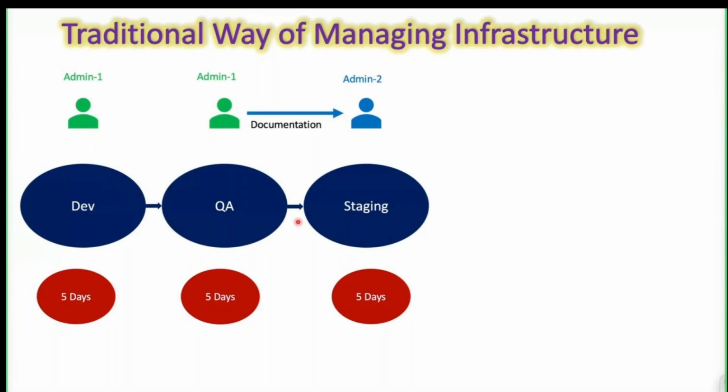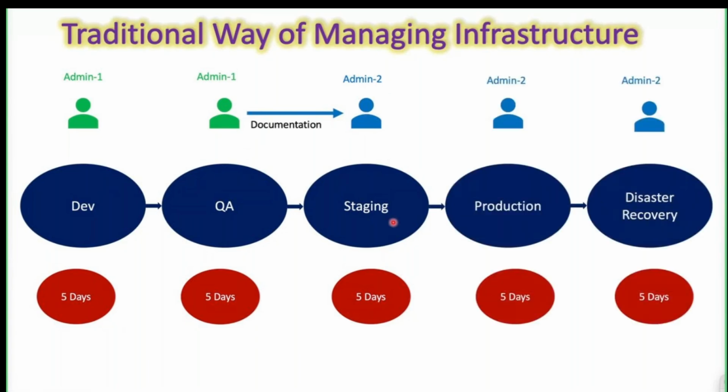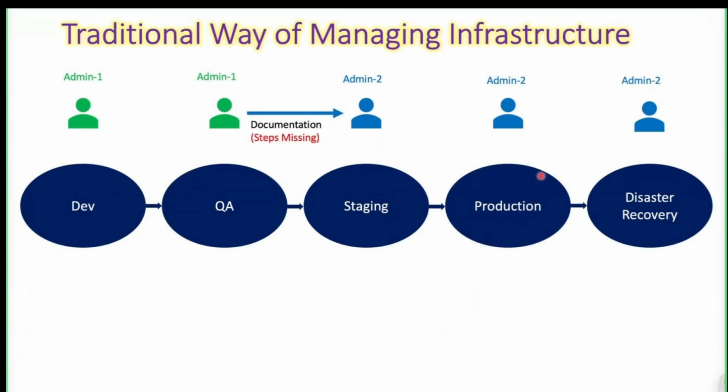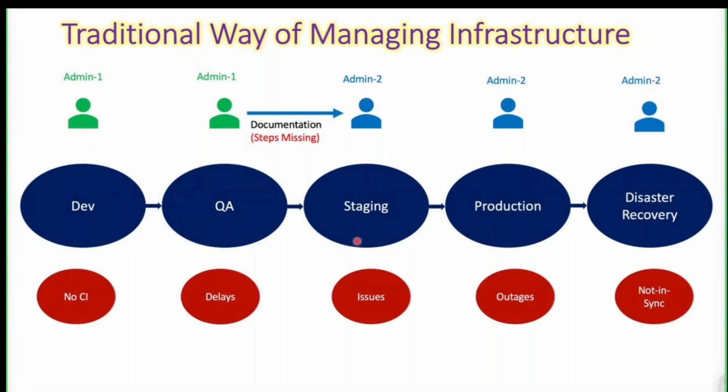Because everything is a manual process here, he has to document how he created the configuration, everything, and he has to submit it to the other admin, because one person cannot do all this stuff. So he has to share the work. He is doing the same thing on staging, production, disaster recovery, for all the environments. So to complete all these environments takes almost 25 days. Also, one more problem is if you miss something in the documentation, that will lead to delays or outages, and it is a non-sync environment. That is the problem.